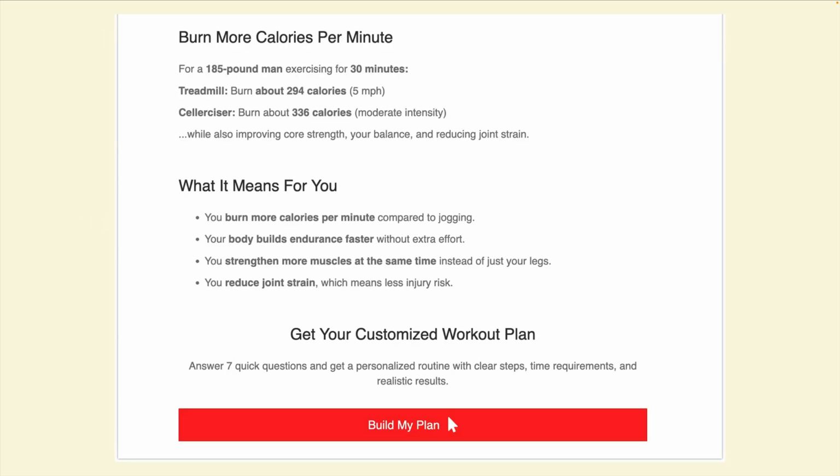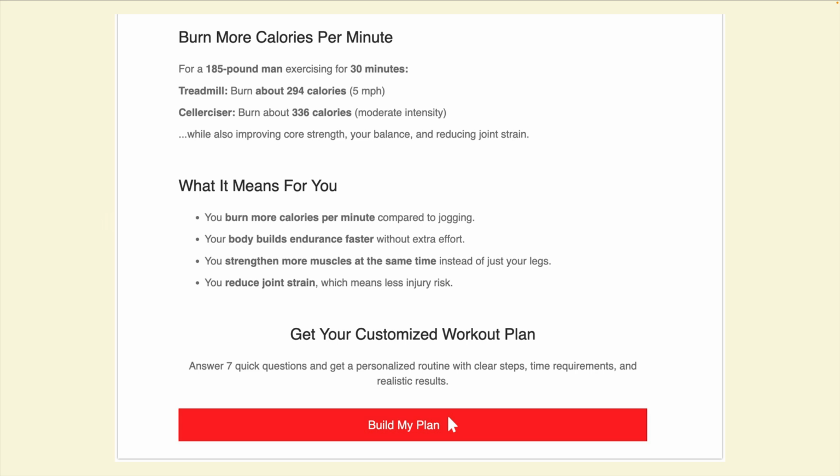And then the bottom half of the landing page is going to look like this, where I'm revealing the secret sauce, which is burn more calories per minute for a 185-pound man exercising for 30 minutes. On a treadmill, you burn about 294 calories running at 5 miles an hour. On a Cellerciser, you burn about 336 calories with moderate intensity. And then I also put in, while also improving core strength, your balance, and reducing joint strain. So that's the secret sauce.